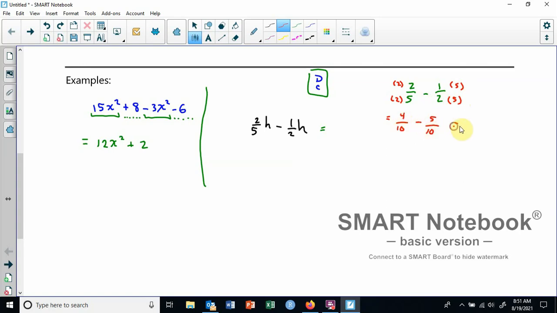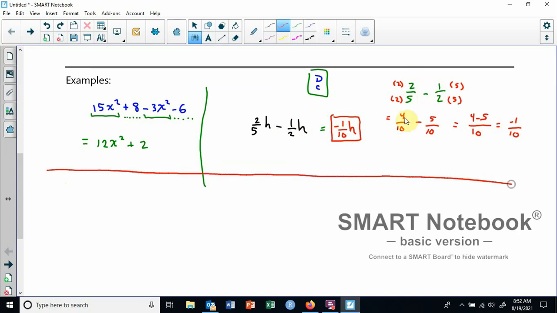Now they have the same denominator. So whatever they add or subtract to will be over 10. So 4 minus 5 over 10. That's just negative 1 over 10. Okay, so I can take 2/5 minus 1/2, and it is negative 1/10. Now they both have an h, so this term is still h. So negative 1/10 h. Don't get lost in the forest for the trees. Don't get lost in our scratch work. You can just do that in a calculator. All right, let's keep simplifying.